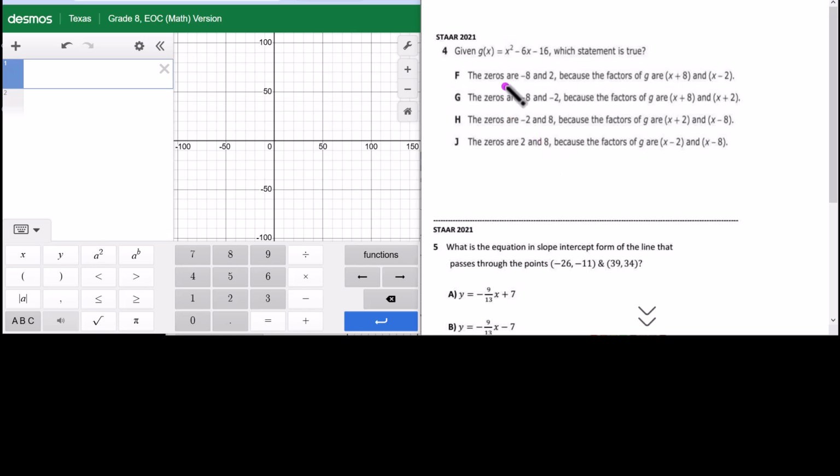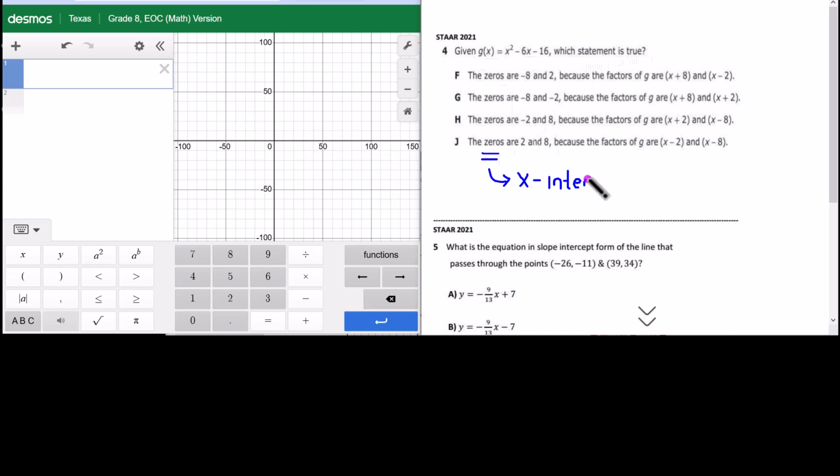The next question is, given this function, which statement is true? The zeros are negative 8, 2, or negative 8, negative 2, negative 2, 8, or 2, 8. Well, the question is, what is a zero? This is a keyword, very important on the STAR test because they like to use it a lot. Basically, anytime you see zeros, that means they're looking for the x-intercept.